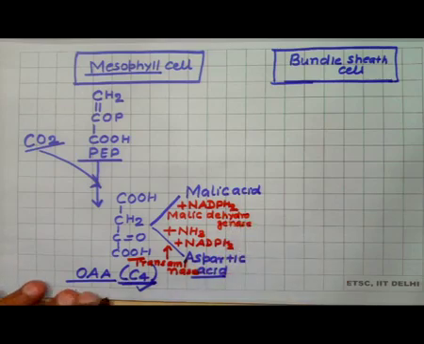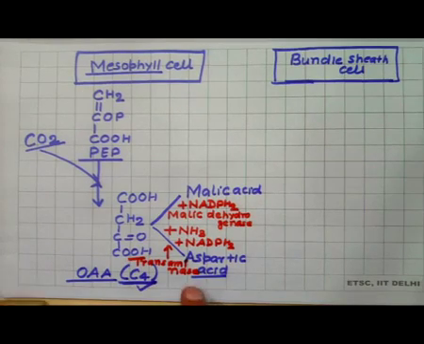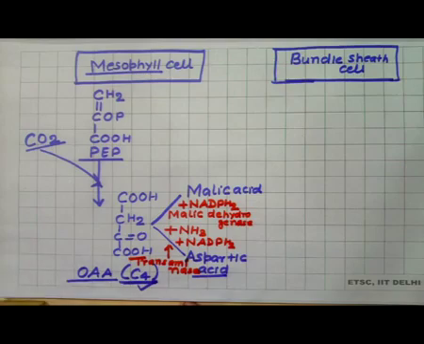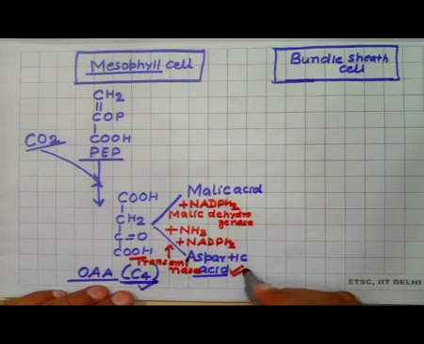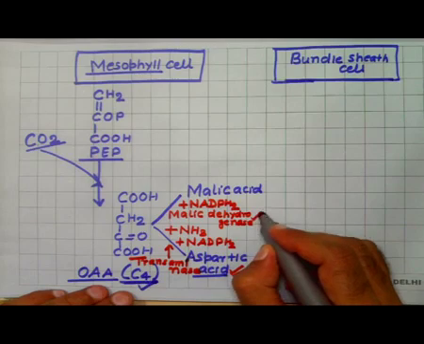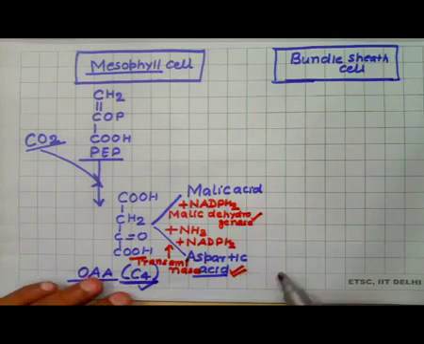So, the oxaloacetic acid has two options. It depends upon the availability of the enzyme as well as the substrate like ammonia and coenzyme NADPH2. If ammonia and NADPH2 are present, then it forms aspartic acid. If ammonia is absent and malic acid dehydrogenase is present, then it forms malic acid. Now, both malic acid or aspartic acid form.